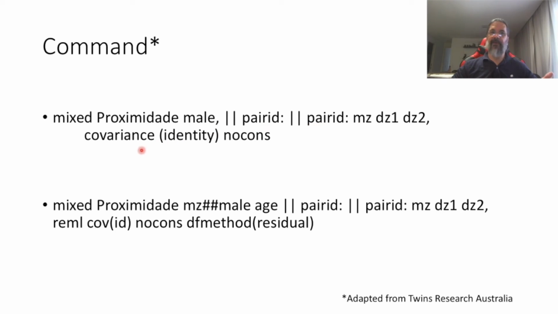Then you can specify the structure for the covariance matrix of the twins. Usually you can consider it to be identity. The main difference between these two commands is that the first one uses maximum likelihood estimation with a chi-square distribution, and the second one uses a restricted maximum likelihood estimation with a t-distribution. As a rule of thumb, if you don't have better information to choose between them, if your sample is small, use the restricted. If it's large, you can use the maximum likelihood.